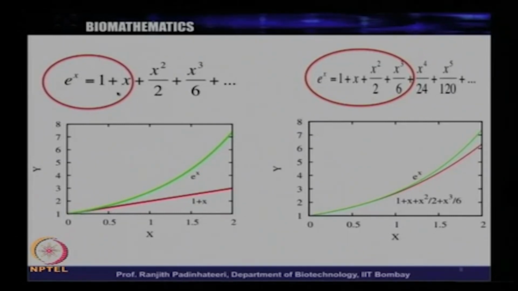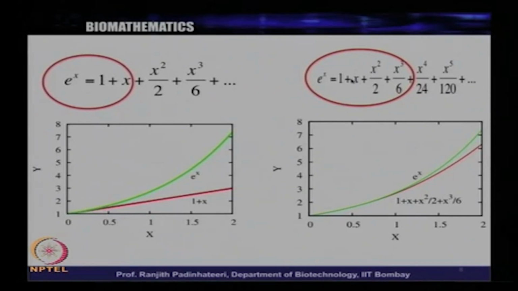Here when you say 1 plus x, this 1 plus x is only 2 terms in this series having infinite terms. So, we have terms like 1 plus x square by 2 plus x cube by 6. If we neglect all these terms and take only e power x equal to 1 plus x, this is okay when x is very close to 0.